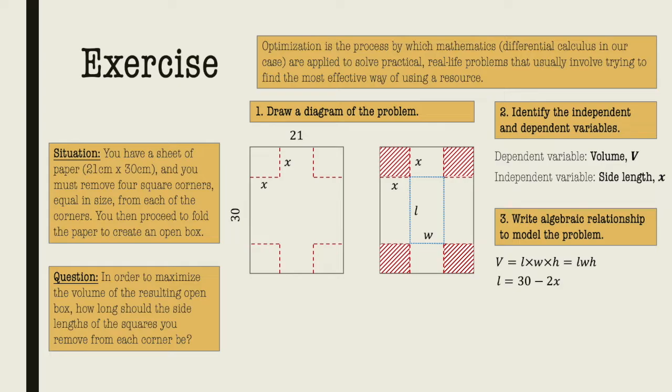Namely, it is 21 with 2x removed from it. W equals 21 minus 2x. Now, what about a height? Well, it isn't one of the blue lines.